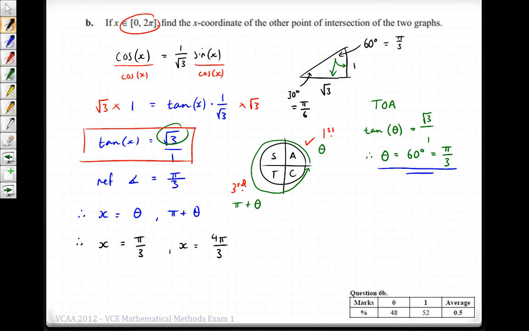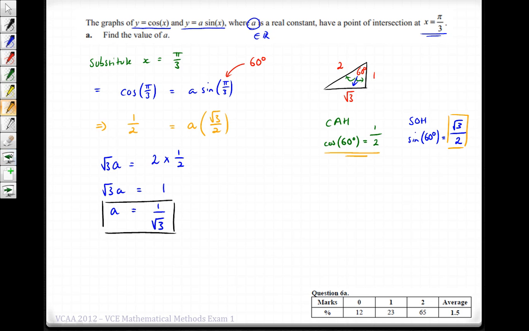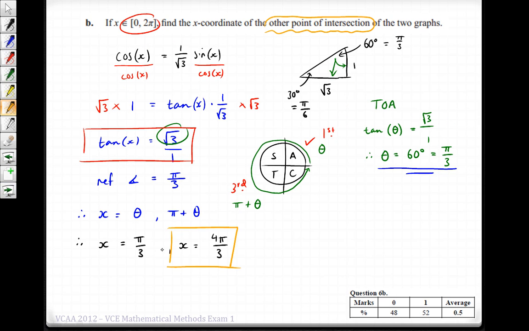So the other point of intersection is x of 4 pi on 3, because the previous point was x of pi on 3. So the other one must be this solution right here.